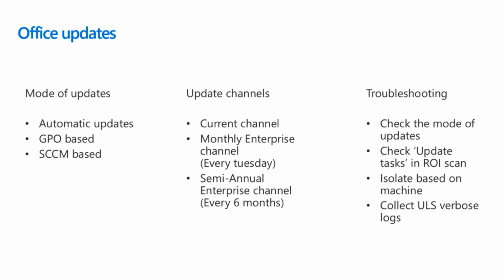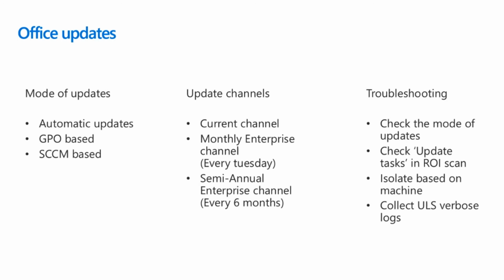So coming to the Office updates, talking about the mode of updates, it can either be automatic updates, GPO based, or SCCM. Mostly in large organizations, we see that they either have SCCM in place or they are using group policy for controlling the updates, because they want to have more control on how the updates are run, etc. For update channels, there are three different ones: current channel, monthly enterprise channel, and semi-annual enterprise channel.